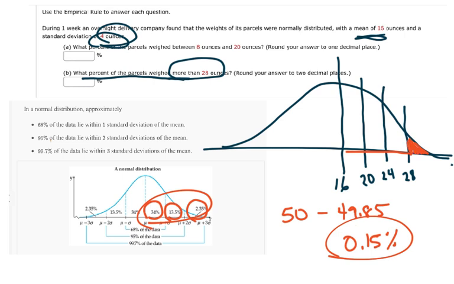So the odds are not greater that the percent of the parcels will weigh more than 28. Okay, so that's using your empirical rule. The only way that really works is if your numbers are really nice and even.